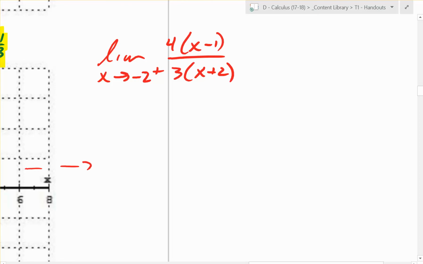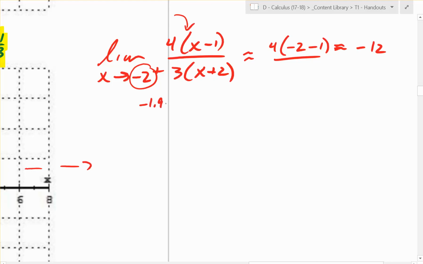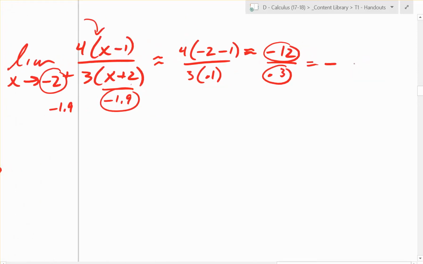Well, you can think of it as when you plug in something about negative 2 into here, you end up with about 4 times negative 2 minus 1. That's the numerator, it's going to be about what? It's going to be about, make it squiggly, negative 12. The denominator, what's a little bit to the right of negative 2? It's going to be like negative 1.9. If you plug in negative 1.9 into this, negative 1.9 plus 2 is about 0.1. So 3 times 0.1 is about 0.3. So it's a negative number over something small positive. So it's going to be negative something big.